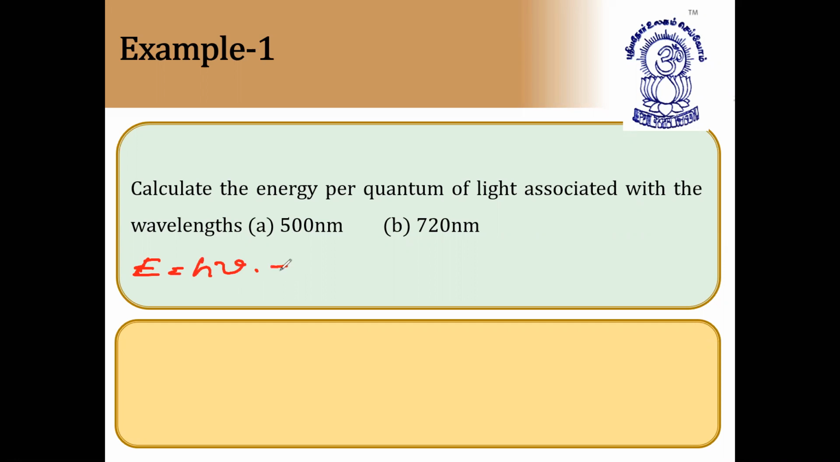So it implies E is equal to h into c by lambda, where c is called velocity of light and lambda value is given. So straight away we can find energy per quantum of light. So after finding this, you will get the answers. You can work it out.